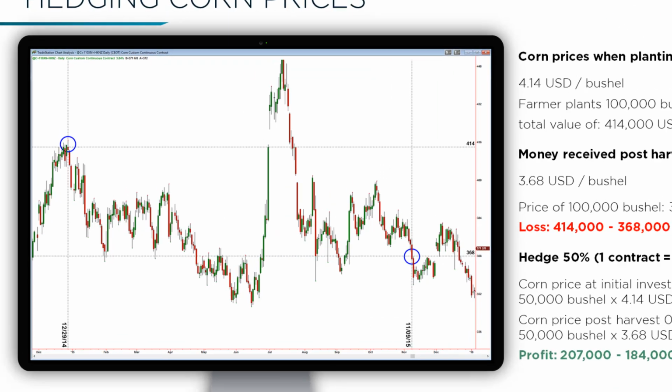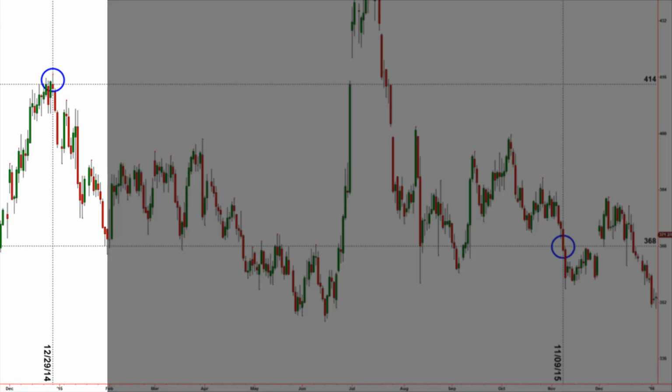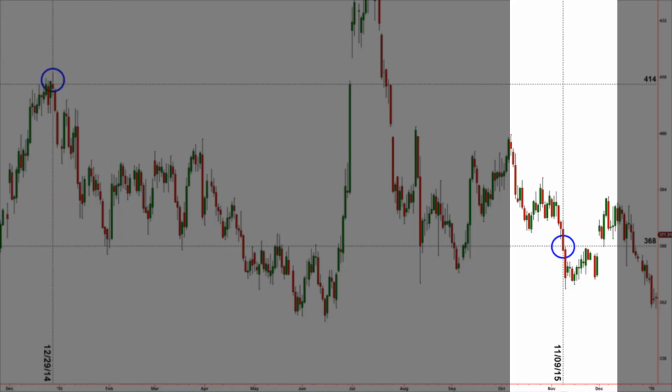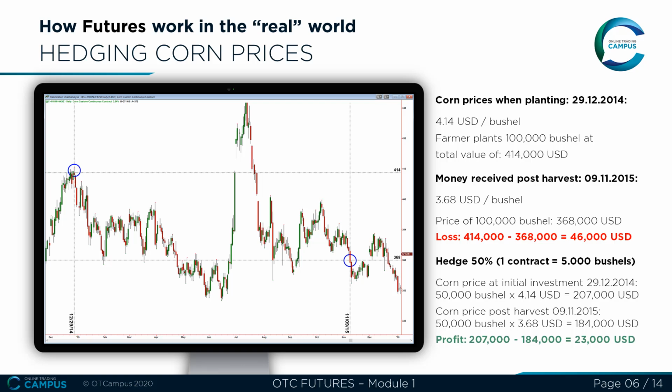Let's imagine that it's end of December, beginning of January. A farmer who is expecting a crop of 100,000 bushels in November decides to hedge 50% of the crop or 50,000 bushels. By hedging just 50% of his crop, the farmer is limiting, not eliminating, his exposure to price movement. So in other words, the farmer is shorting corn futures. It's a sell to enter position. A single futures contract in corn represents 5,000 bushels, which is by the way equal to 127 metric tons. So the farmer will have to sell 10 contracts to hedge 50,000 bushels.